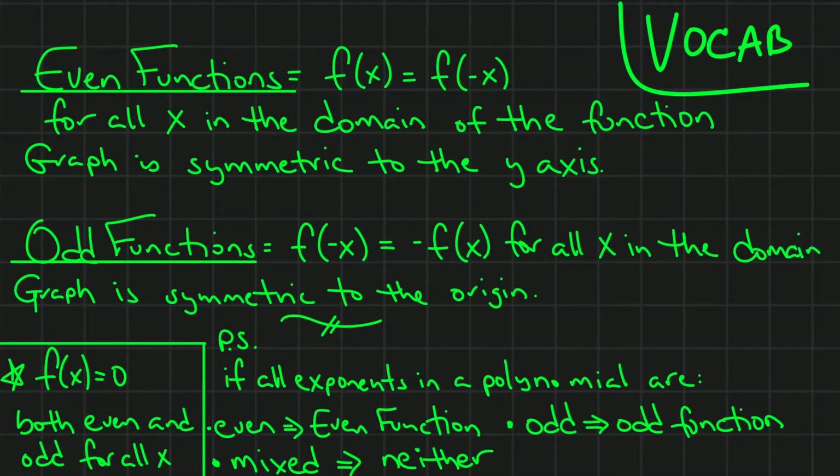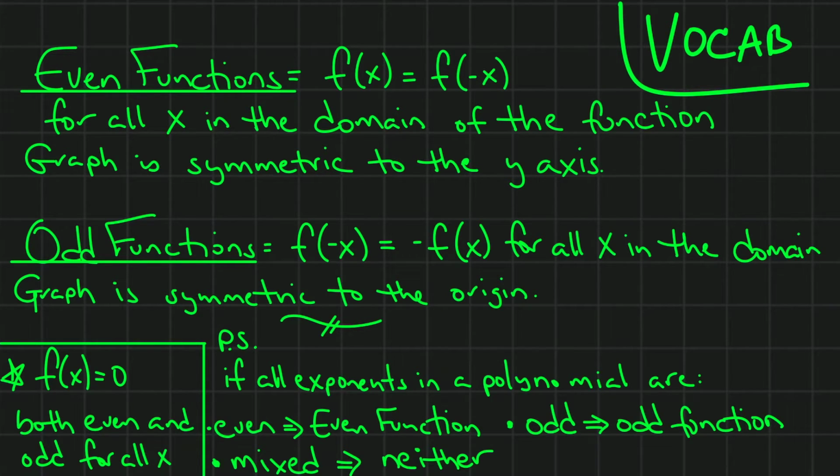For odd functions, we have f of -x is equal to the negative f of x. So in this case, if we have the opposite x values, the outputs would be the opposite. So let's say that we had x is equal to -1 and the y value would be equal to 1. Then if x is equal to +1, my y would be -1. And that happens for all x inside the domain. When we have this, the graph is going to be symmetric to the origin. So it's going to be on the y is equal to x line.